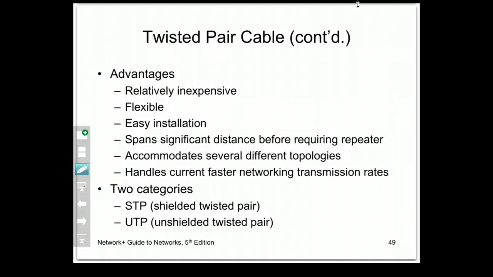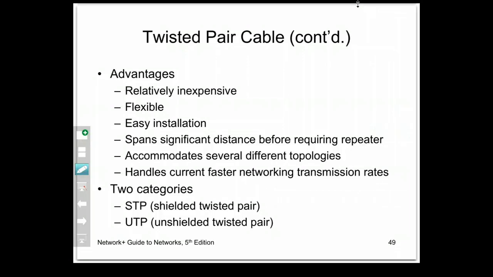Advantages, really inexpensive, okay? Example, for a 3-foot length of fiber, we'll say it's $5. We'll just throw that number out there, rough, and it could be more or less a little bit. 3-foot length of Cat 5, 3 cents.